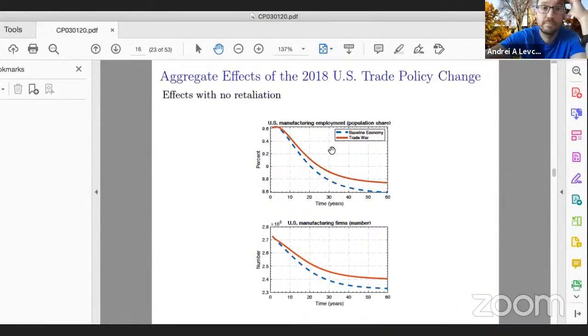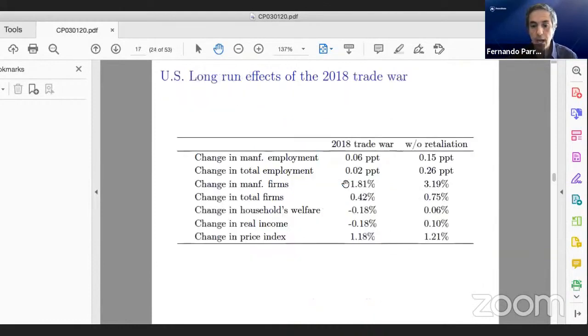This figure shows the evolution of manufacturing employment and manufacturing firms in a baseline economy with unchanged trade policy, and with increased protectionism as a consequence of the trade war. Basically, what we find is a positive effect on employment and a positive effect on the location of firms. But this positive effect is not enough to offset a declining trend in manufacturing employment and manufacturing firms that I showed you in the first figure. Aggregate welfare, as a consequence of the trade war for the United States, falls by 0.18%, with slight positive gains if the other countries had not retaliated.